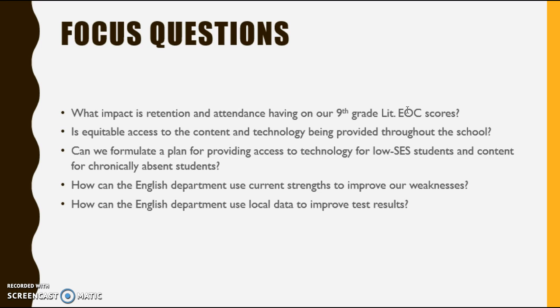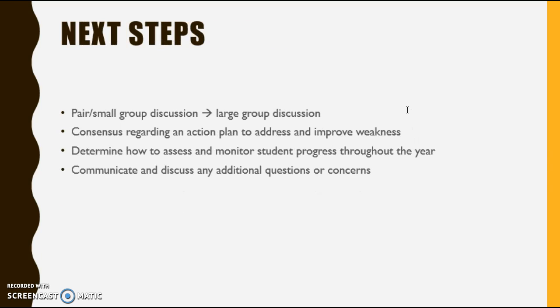What impact is retention and attendance having on our 9th grade lit EOC scores? Is equitable access to the content and technology being provided throughout the school? Can we formulate a plan for providing access to technology for low SES students and content for chronically absent students? How can the English department use current strengths to improve our weaknesses? And how can the English department use local data to improve test results?